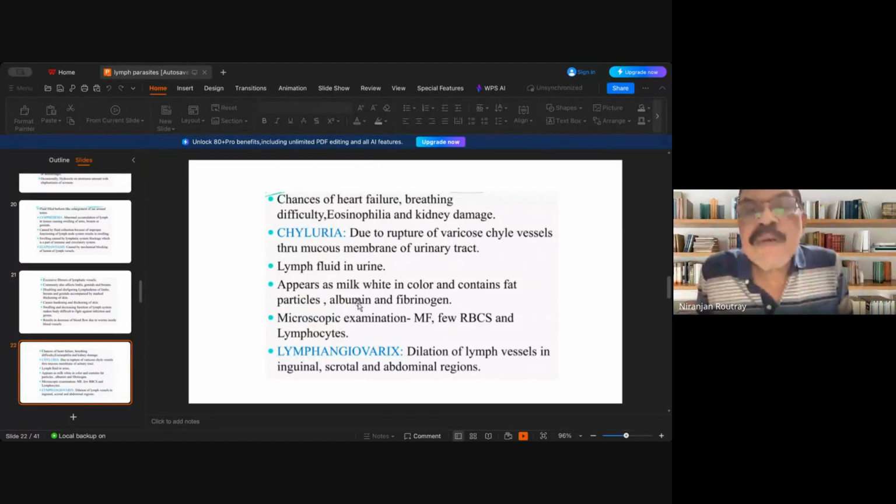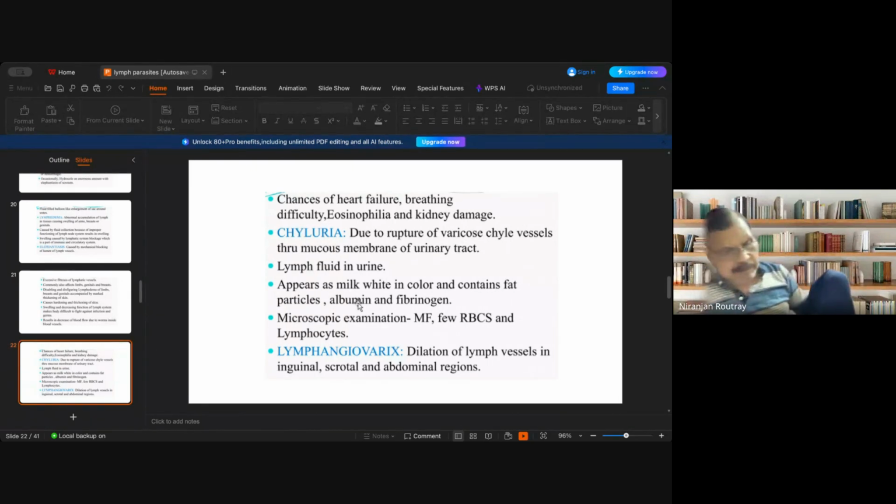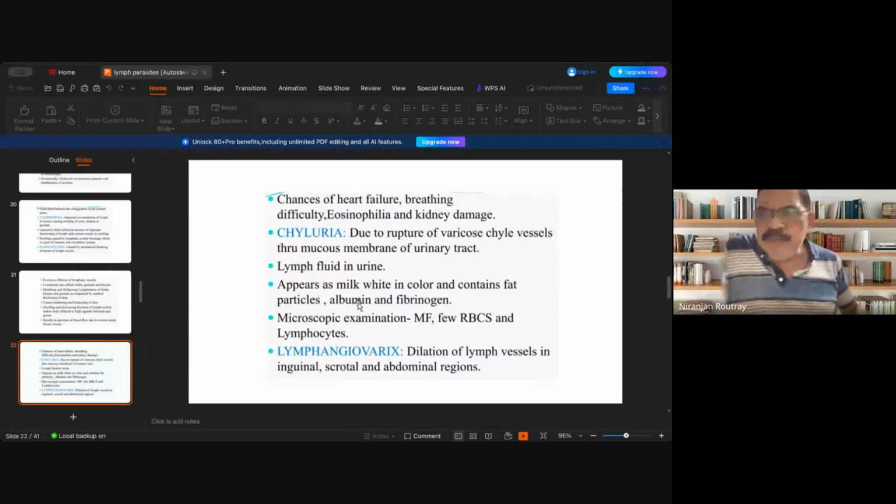Now, chyluria, as I've told you, is due to rupture of varicose chyle vessels. Varicose blood vessels, or varicose veins, are sometimes prominent blood vessels seen on the skin, elevated. That is called varicose vessels.